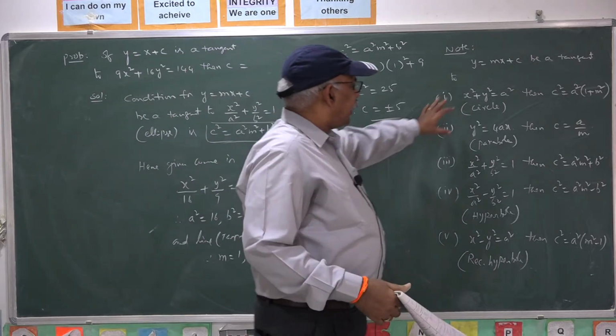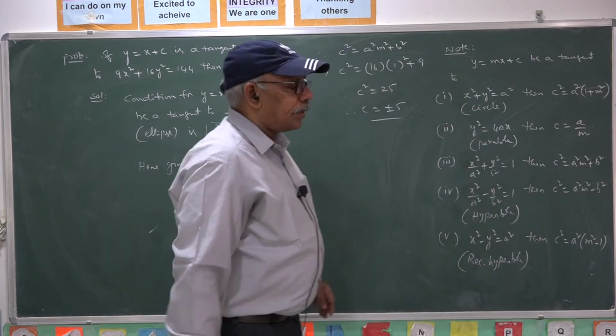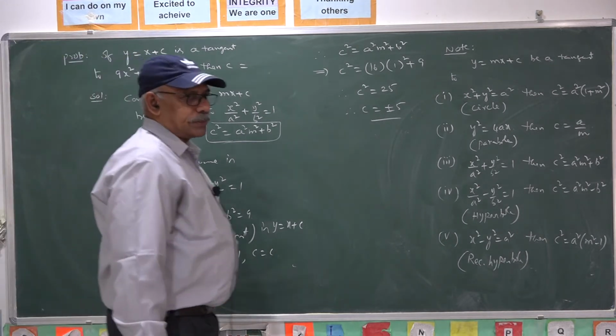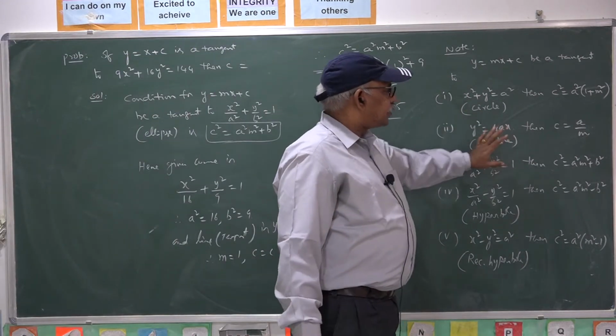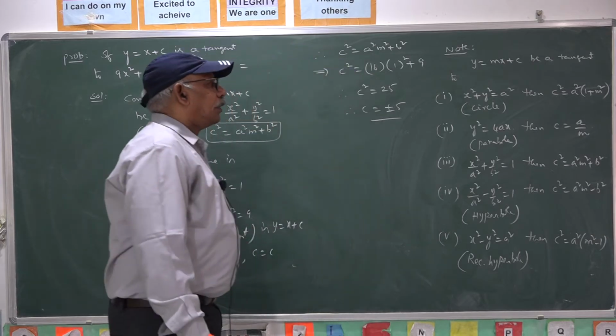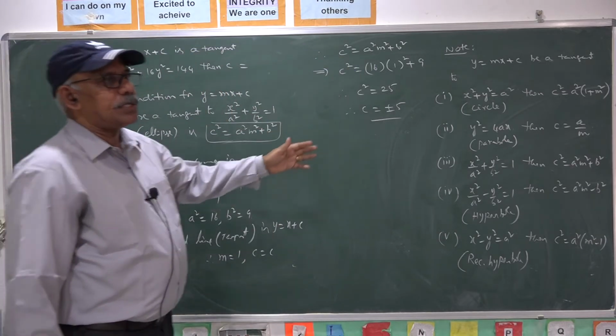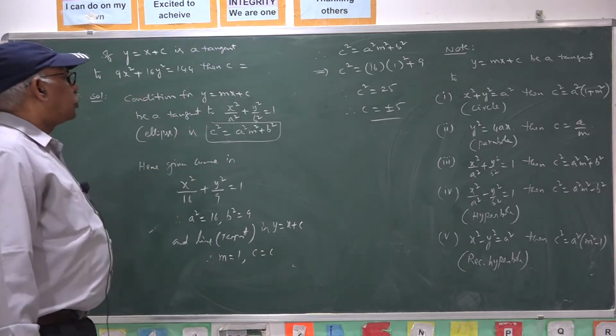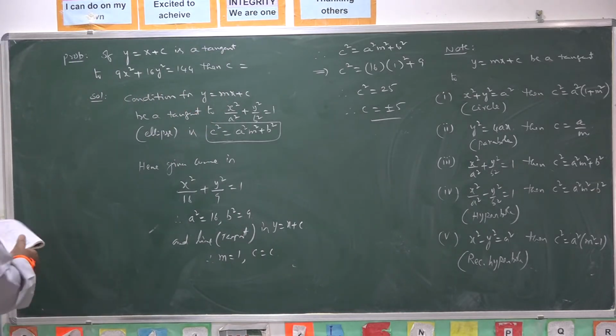So, these are the different conditions for the line y equal to mx plus c to be a tangent to different curves. These are worth noting points. Once you are familiar with these conditions, you can straight away go through such problems.